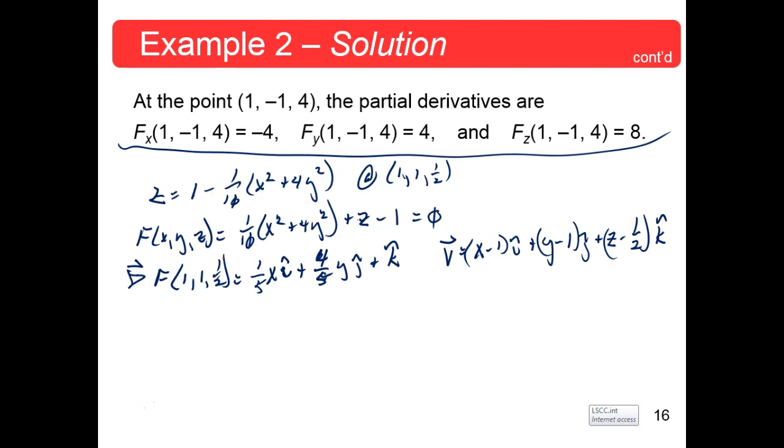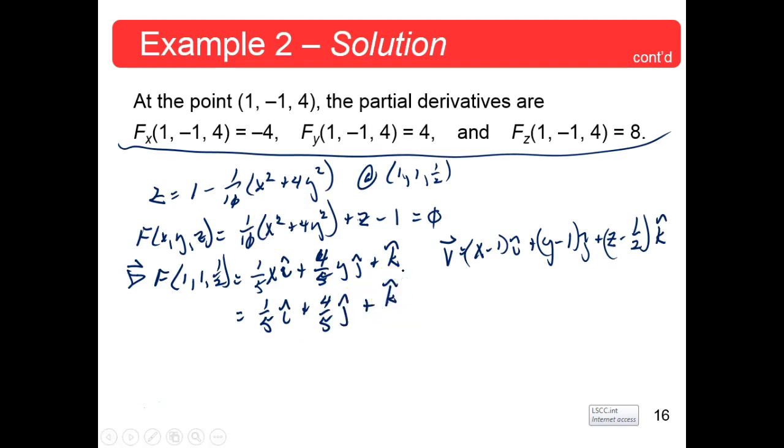Okay? Now what we're going to do is dot this with that, but let's go and fill in this value. Okay? We know this is 1/5 of 1, so it's 1/5 i plus 4/5 of 1 is 4/5 j plus k.